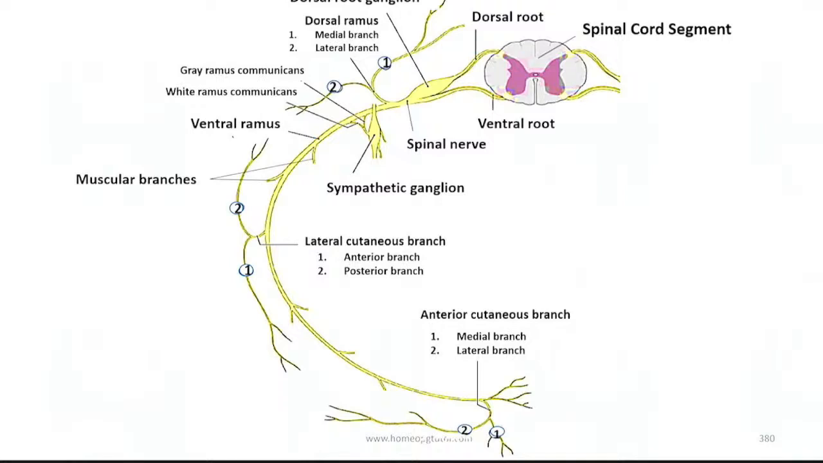But the anterior ramus is larger, and it supplies the sensory portion via the cutaneous branch. It also gives off muscular branches to the anterior portion of the body. All these things happen in the anterior division, or ventral ramus, of the spinal nerve.